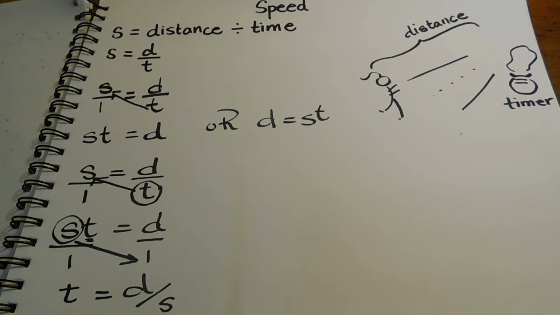So once again, S is equal to distance over time. D will be equal to speed times time, and time will be equal to distance over speed. Right? Cool stuff.